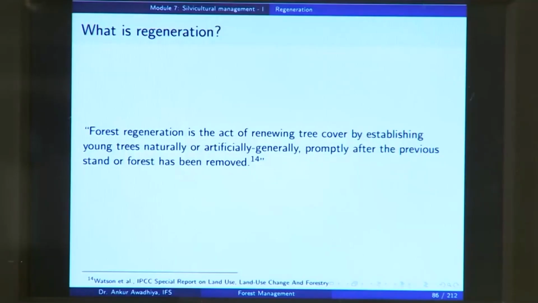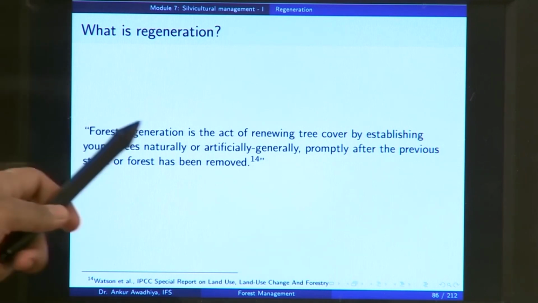The second option would be a natural way in which the forest has been degraded. So, for instance, you have a forest and it is subject to forest fires, or probably it is subject to an insect infestation, because of which the forest has been lost. So, once this forest has been lost, we now need to regenerate this area, so that the forest grows again.